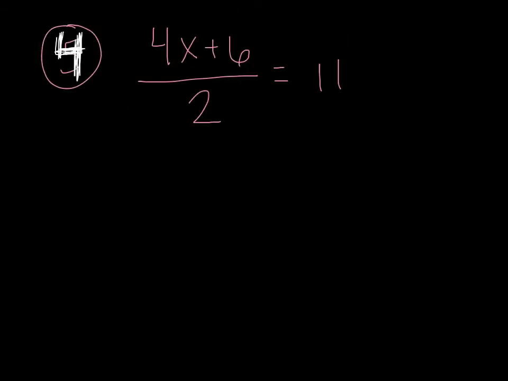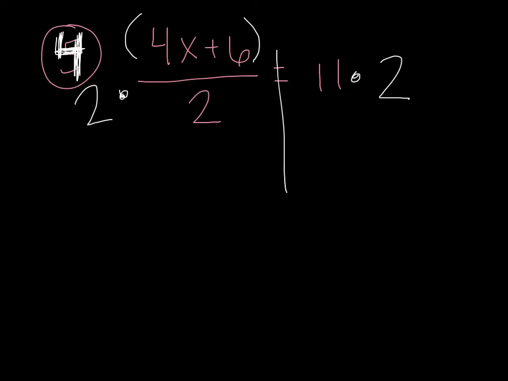Number 4, 4x plus 6 over 2 equals 11. We did one of these yesterday. Okay, we got to remember, if the whole thing is a fraction, that means the top is kind of like in parentheses. Okay, so what do we need to get rid of first then? The 2. Okay, and the 2 is divided, so to move it to the other side, we would do the opposite of that, which is timesing by 2.